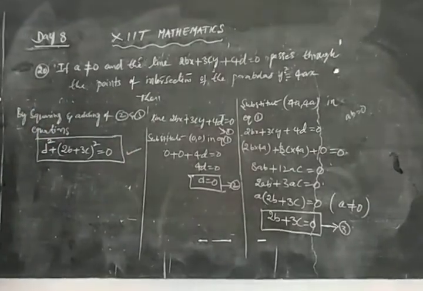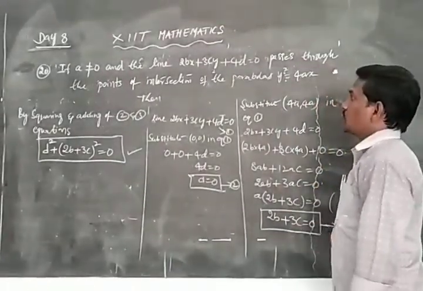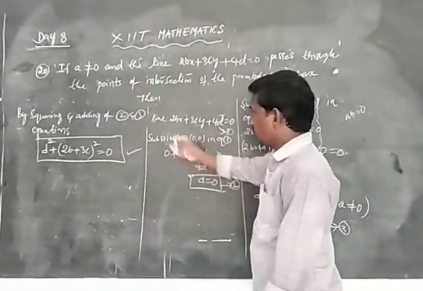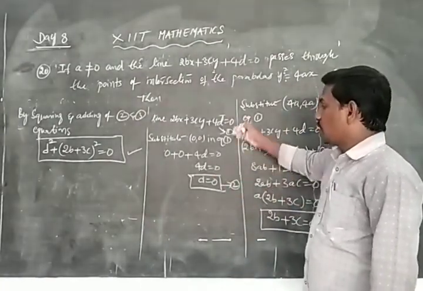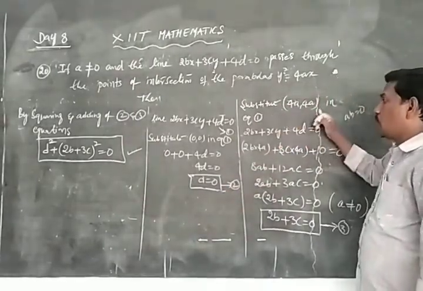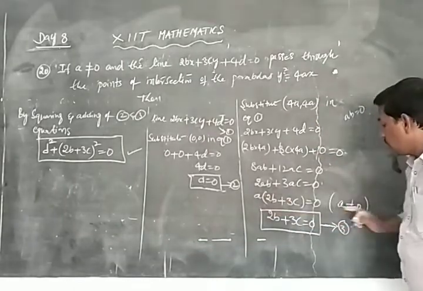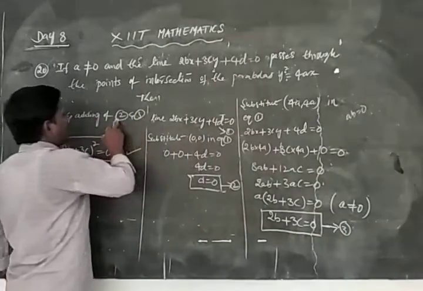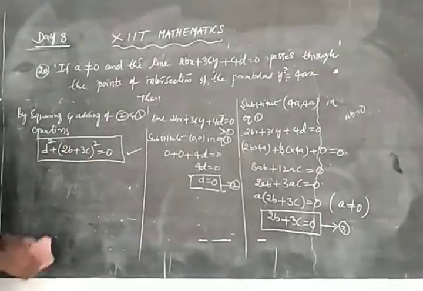So if a not equal to 0, the line 2bx plus 3cy plus 4 equal to 0 passes through the points of intersection of the parabola y square is equal to 4ax and x square is equal to 4ay. Then we got the points of intersection 0, 0 and 4a, 4a. After substituting 0, 0, we got g equal to 0. After substituting 4a, 4a, we got the equation 2b plus 3c equal to 0. What is the condition here? A not equal to 0. That's why 2b plus 3c equal to 0. By squaring and adding up the second and third equations, we got d square plus 2b plus 3c whole square.